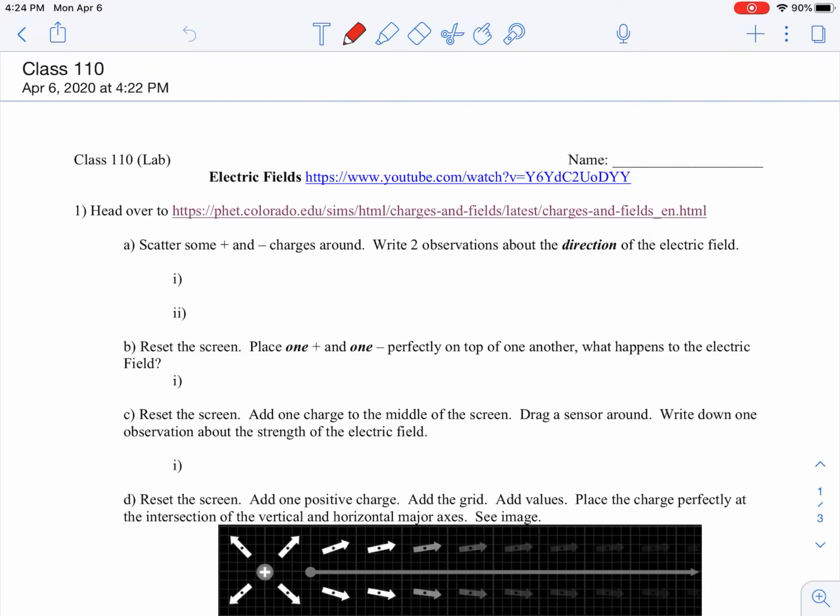Everyone, welcome to class 110. It is the first class of unit 11. We're going to talk about electric fields. So similar to last unit, but a new topic within that topic.